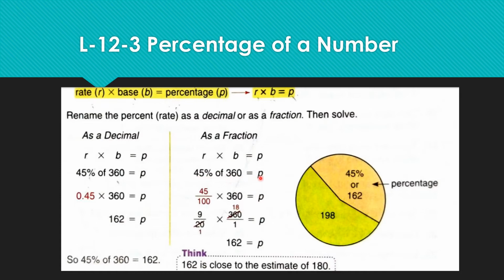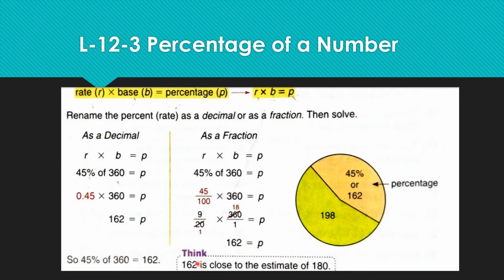45% of 360 is P. Convert into the fraction, 45 by 100, and multiply by 360. Then reduce: 9 by 20, and then cancel, it will be 18 multiplied by 9 is 162. That means P is equal to 162. This P is your part, or you can say it is the percentage of 360. You used two different ways, decimal and fraction, but the answer is the same.